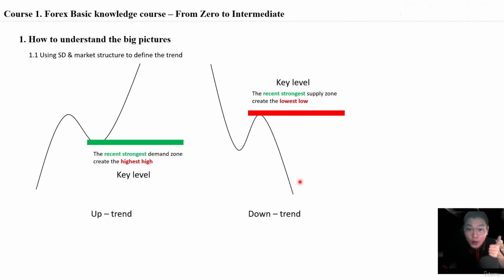Therefore, when price can break this key level, it means the downtrend has changed from down to up movement. This is very important. You need to understand it and apply it in trading.